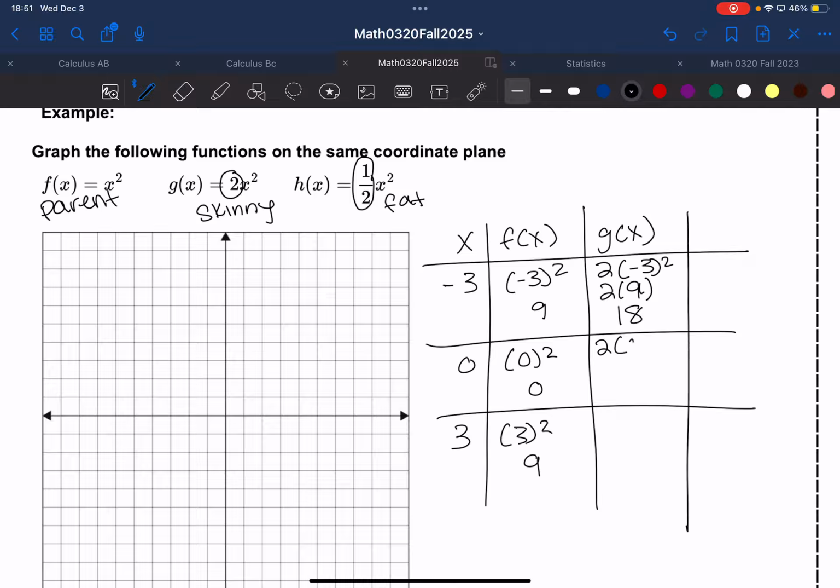Then we have 2 times 0 squared, which is 0. 0 times anything is 0. And then we have 2 times 3 squared, which is 2 times 9, which is 18. And then h of x is going to be 1/2 times negative 3 squared. So that's 1/2 times 9. Since we're graphing, we want decimals, so I would do that on your calculator. What's 1/2 times 9, or what's half of 9? 4.5.